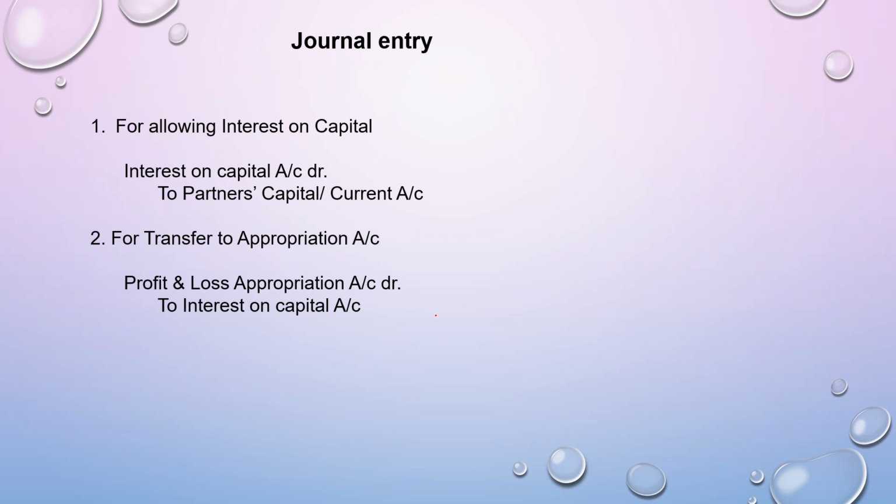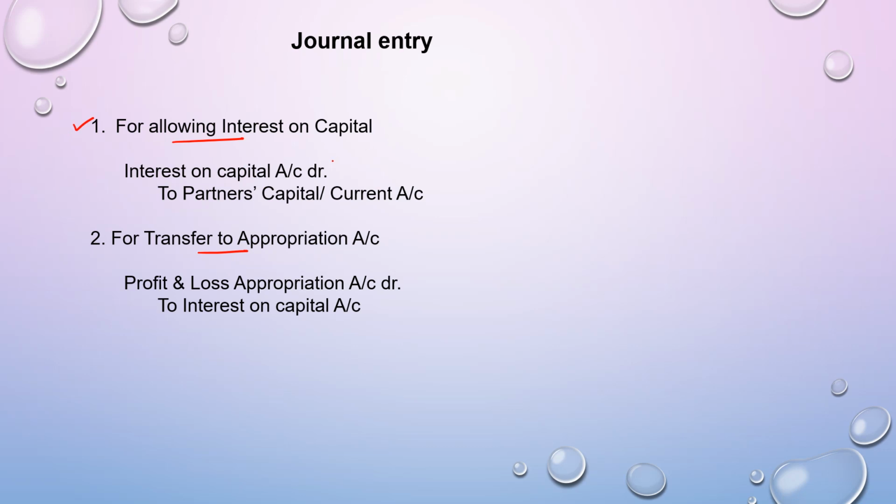Now finally I would like to discuss the journal entries that you would be passing. There are two journal entries: one for allowing interest on capital and another for the transfer to the appropriation account. While reading the question, for a one-mark question you might get a requirement like: pass the journal entry for allowing interest on capital. Under such circumstances you just have to pass the first entry; that is sufficient to get that one mark. You don't have to write the second entry as well.